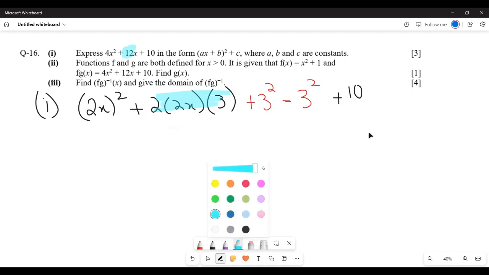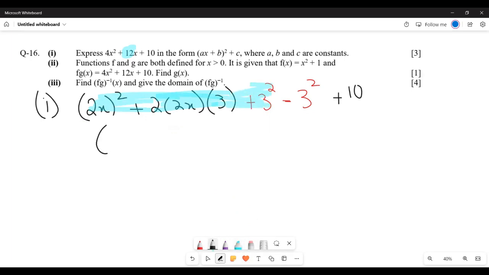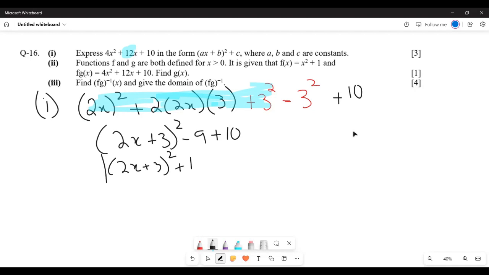Okay, so this combined gives 2x plus 3 whole square minus 9 plus 10. So that's 2x plus 3 whole square plus 1. That is the completed square form.